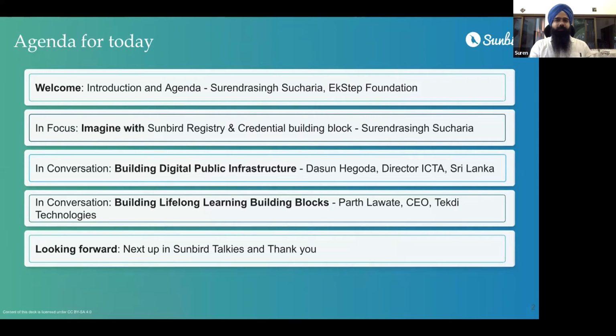Then we'll hear from Parth on how he has built building blocks for lifelong learning using Sunbird RC, and then a few announcements on what to look up next in this series.